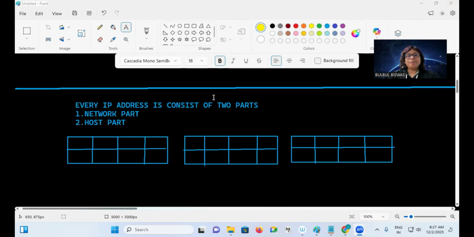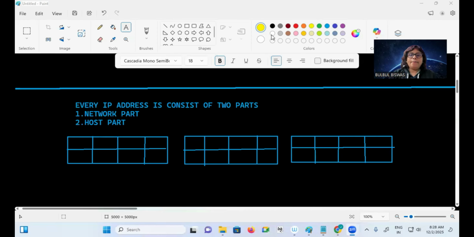So today I'm going to discuss the network address of class B and class A IP addresses. But before going into that, I want to give you some more information about some basic concepts of IP addresses. See, every IP address consists of two things.